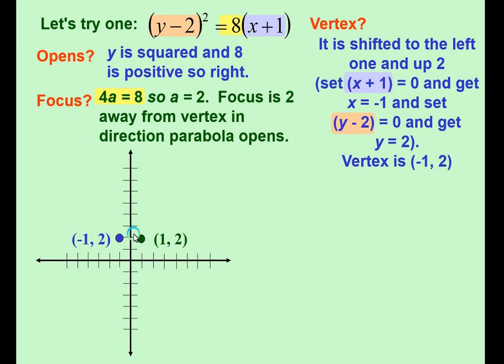So we have 1, 2. So 2 units away from the vertex. So this one is 1, 2. Ang iyang coordinate.